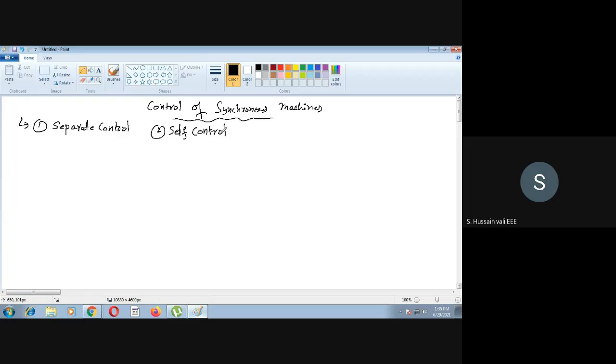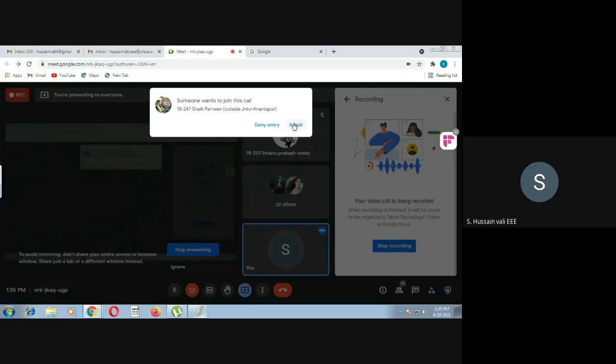So now what is the self control? What is this separate control? This is also called open loop control. I mean, you don't take any kind of feedback from the speed or current. You don't take any kind of feedback. You just set it yourself.